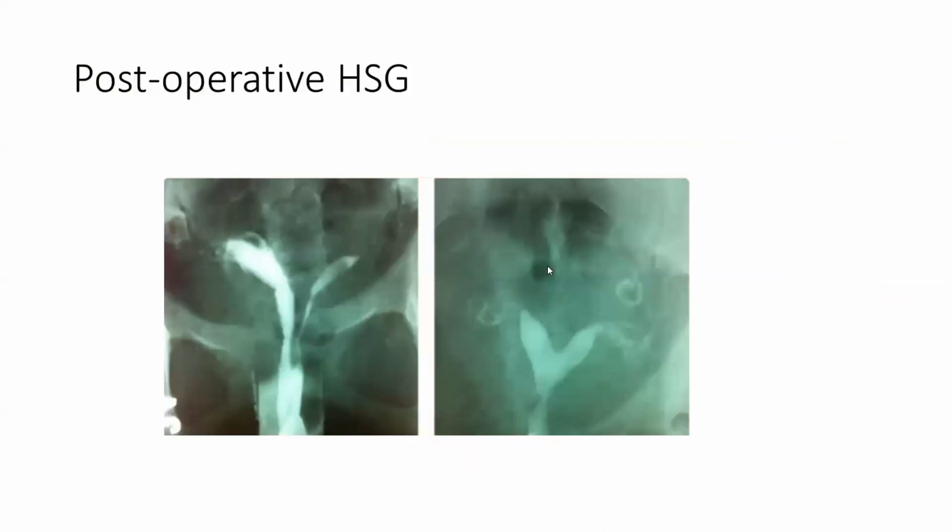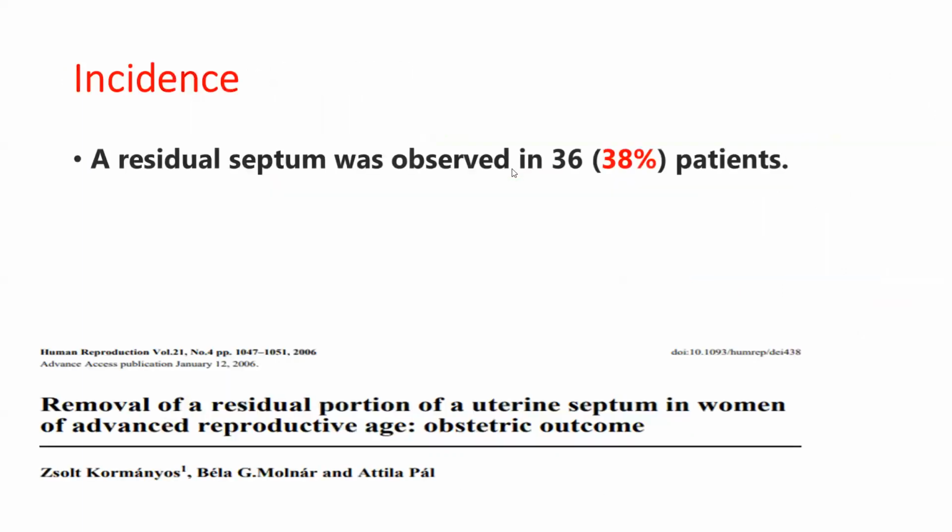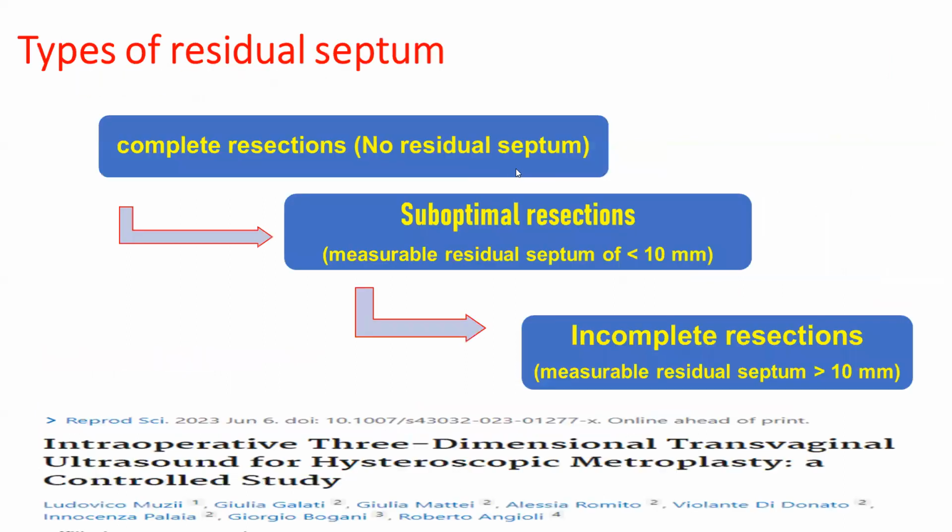Undertreatment means that you leave a part of the septum, and this can be seen after your operation by HSG or ultrasound, even 2D or 3D ultrasound. Actually it is not uncommon, and in some studies it has been reported that in up to 38% of cases after incision of septum you will find a residual septum.